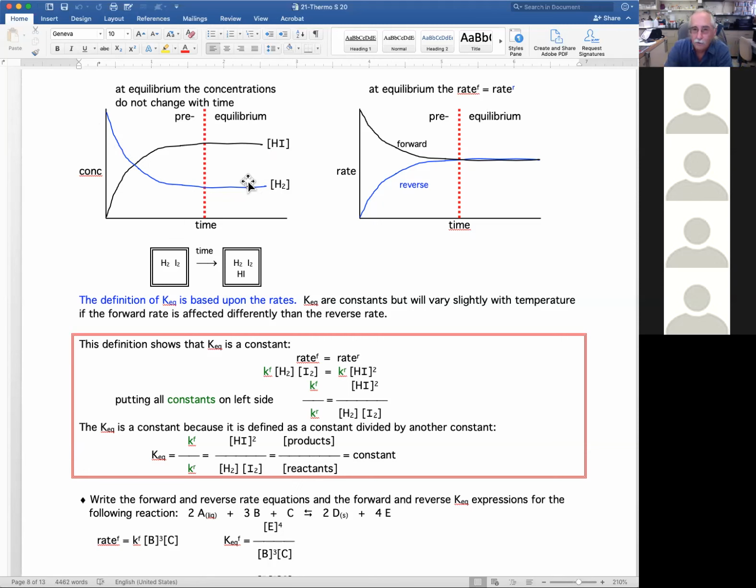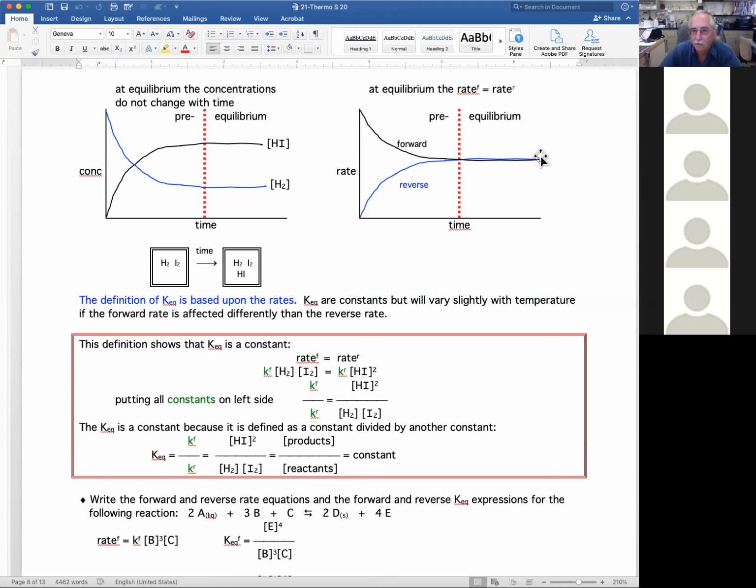So now, what happens with the rates? If we look at the beginning, the reverse rate is 0 because there is no product to break down. But as the reaction goes along and you're making more and more hydrogen iodide, the rate will increase because the concentration of hydrogen iodide increases until you get some point where the rate stays the same. The rate will stay the same because you have a constant amount of hydrogen iodide.